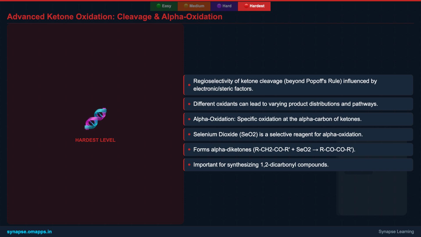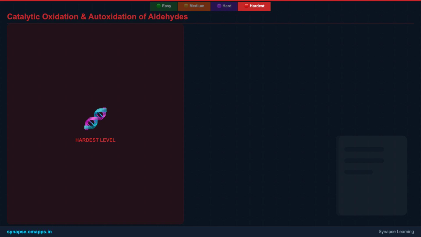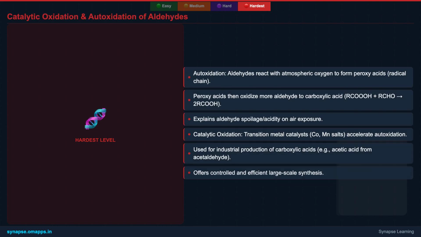Moreover, ketones can undergo highly selective alpha oxidation. For instance, selenium dioxide, SeO2, is a remarkable reagent that oxidizes ketones specifically at the alpha carbon, leading to the formation of alpha diketones, a reaction with significant synthetic utility in forming complex carbonyl structures. Catalytic oxidation offers precise control.